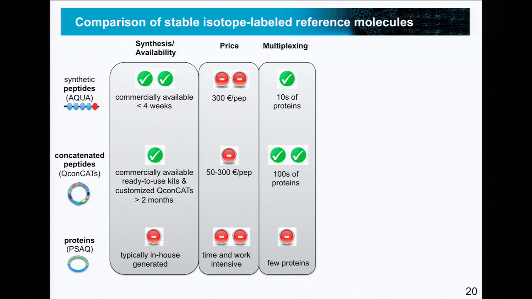Multiplexing: how many peptides and proteins can you target with these different approaches? Most papers that are published that use AQUA peptides manage maybe 10 to 30 proteins, simply because they are limited by the high costs. That's the main limiting factor. With QconCATs, as you can generate up to 50 peptides on one QconCAT, you can maybe target a few more proteins, and with protein standards, usually people just work with 1 or 2 protein standards. That is the protein of interest for them.